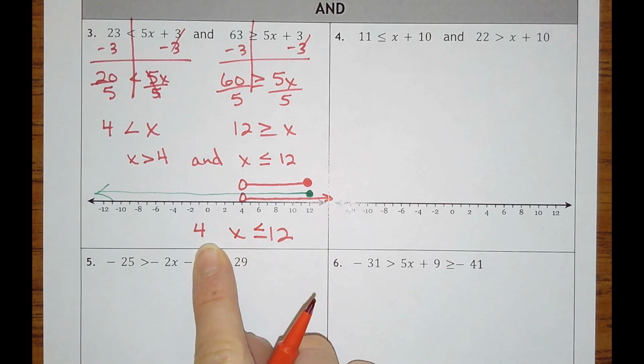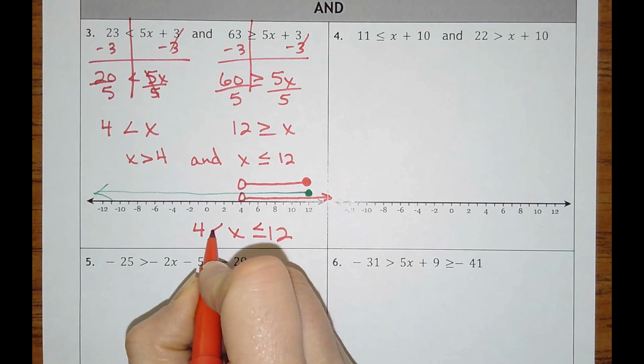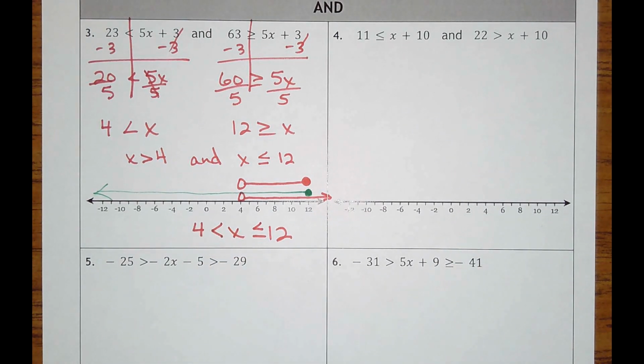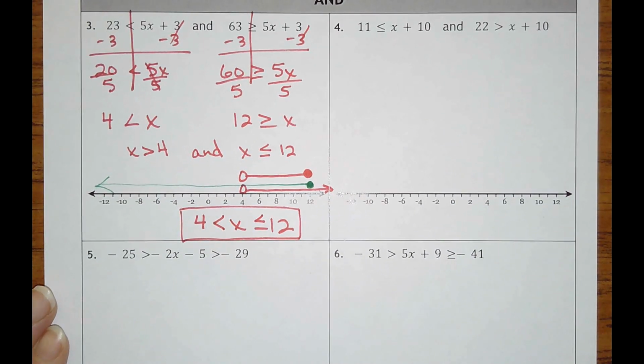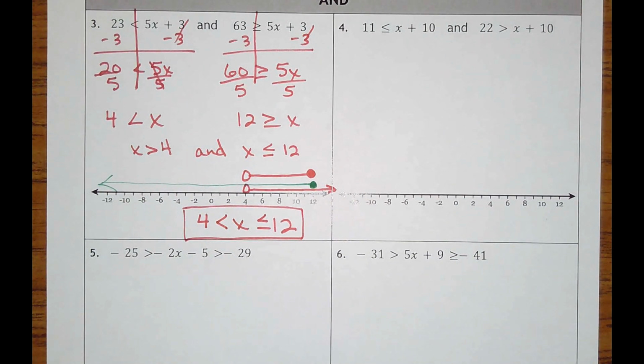X needed to be what compared to 4? Greater. Okay, so I need the open part facing X. That's the answer they're going to want to write, and that's where I know that's going to trick you up a little bit. But think of a sandwich. X is a number that is less than or equal to 12. That's what we had. And greater than 4.